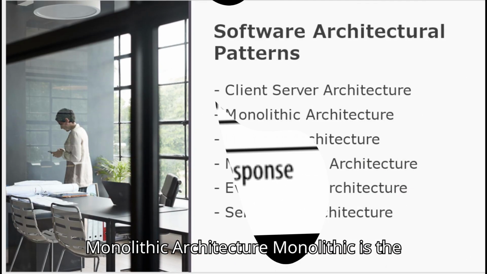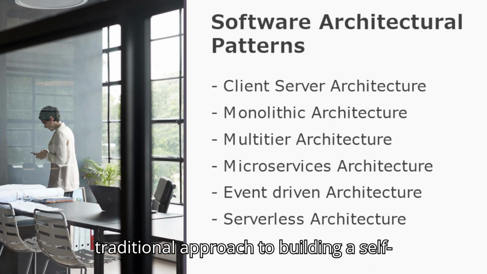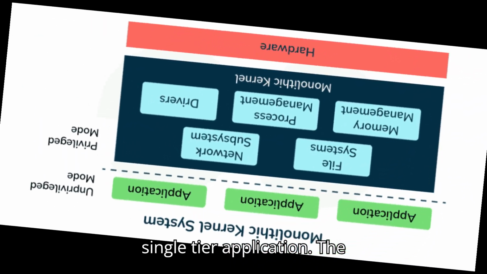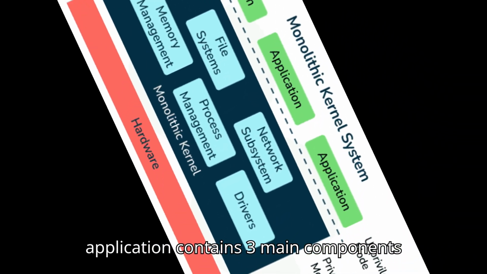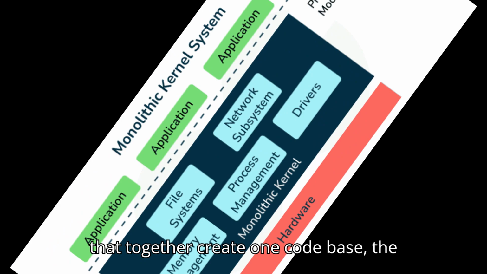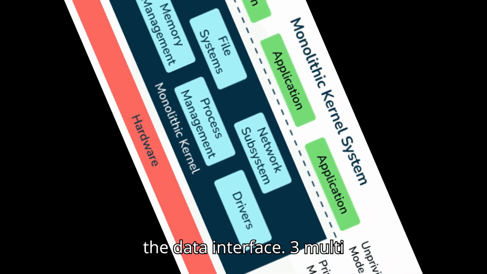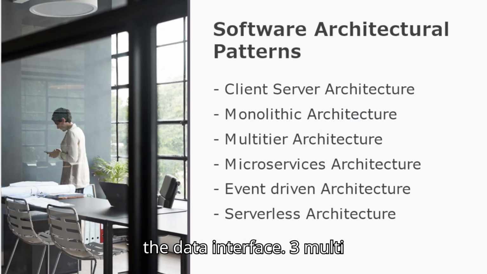2. Monolithic architecture. Monolithic is the traditional approach to building a self-contained application, often called a single-tier application. The application contains 3 main components that together create one codebase: the user interface, UI, the business logic, and the data interface. 3. Multi-tier architecture.